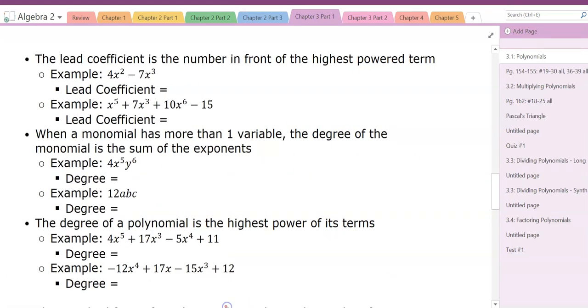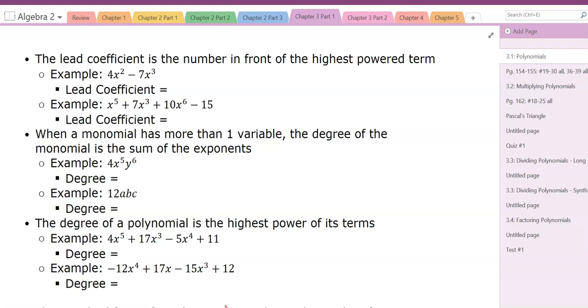They may ask, what is the lead coefficient? So remember, coefficients are the numbers that sit in front of your letters. So anytime that you have x squared or x to the 3rd, there's a number sitting in front, whether it's a 2, a 5, or even just a 1. There's always a number sitting in front of the letter. And so that's called your coefficient. The lead coefficient is the number in front of the highest powered term, so the term with the biggest exponent.